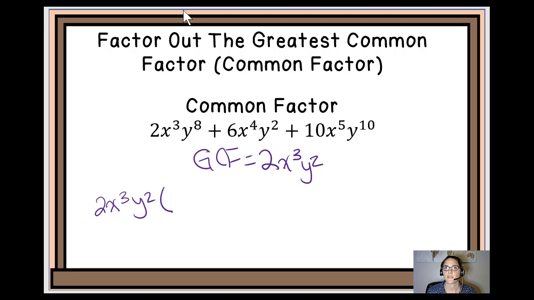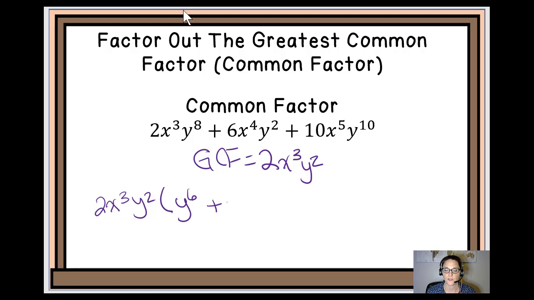And what I'm going to do next is divide each term by that GCF. So think back to your exponent rules from grade 8 and 9, right? If we divide 2 by 2, we get 1. x cubed divided by x cubed is just 1. y to the exponent 8 divided by y squared, we subtract our exponents and we get y to the exponent 6.